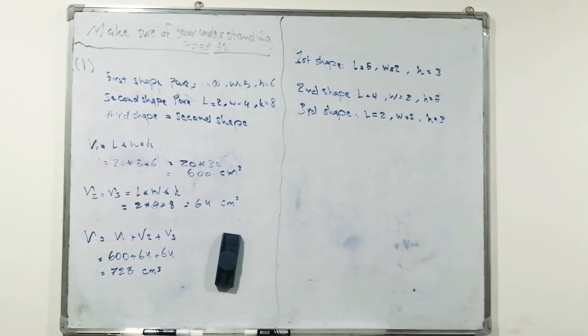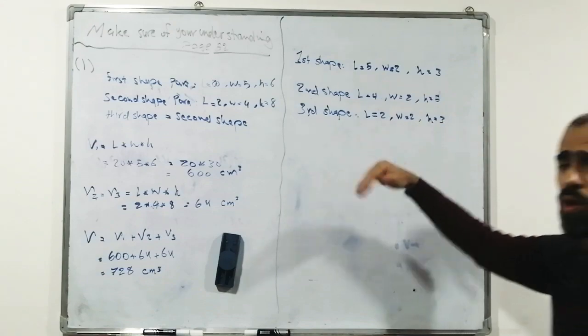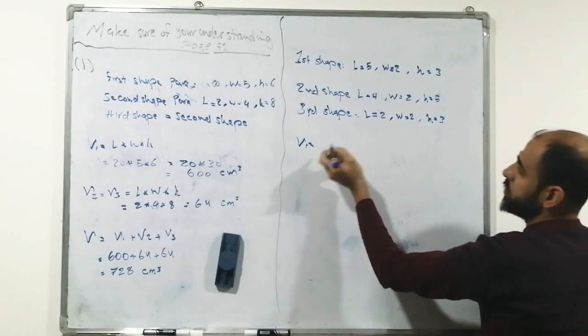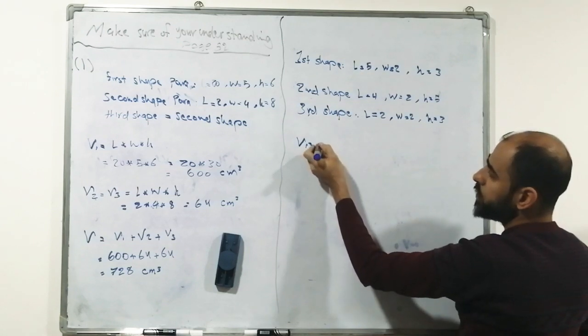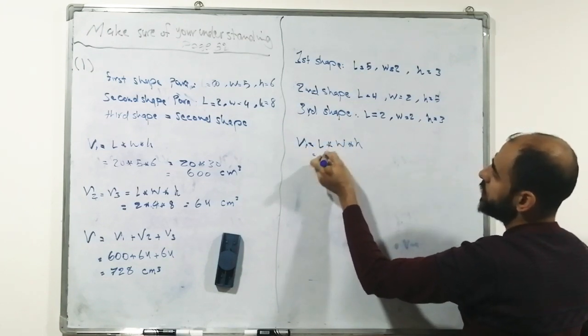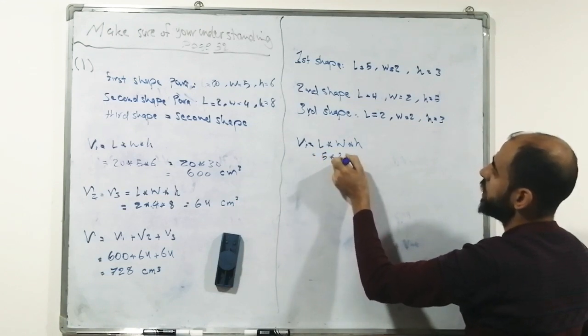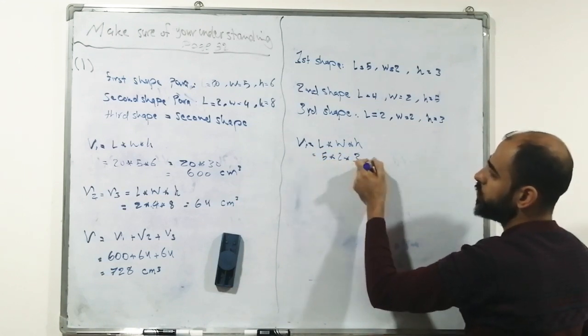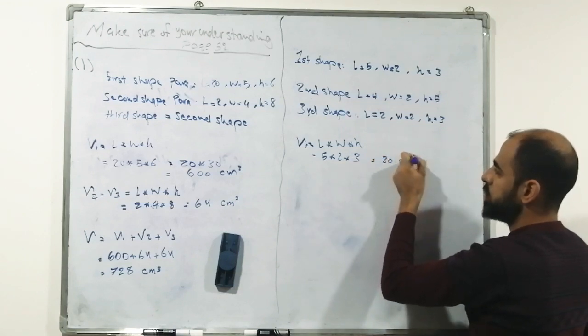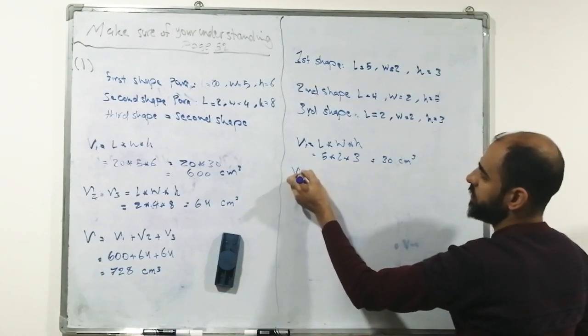Now to find the volume of the compound shape, we have to find the volume of the first shape, which is a parallelepiped. We use the law of the parallelepiped: length 5 by width 2 by height 3. 2 by 5 is 10, by 3 is 30 centimeter to the power 3, which is the volume of the first shape.